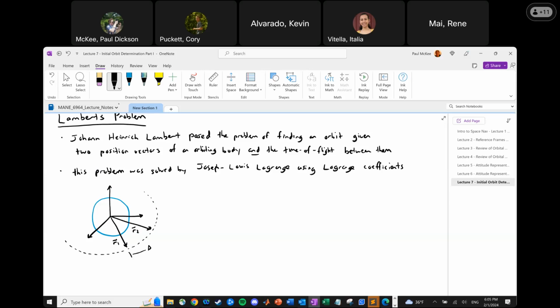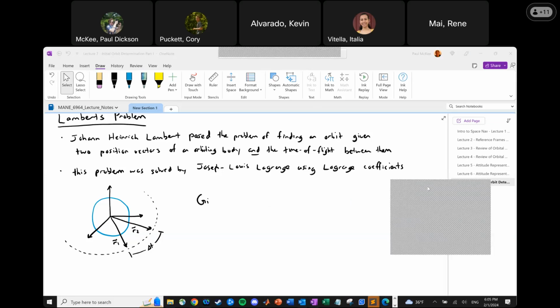Given, oops, all right. OneNote is just starting to get a little bit feisty, start fighting me here. I hope I don't have to restart it. But the problem looks like, given R1, R2, and delta t, find V2. OneNote's actually being a little bit more stubborn than usual right now. Uh-oh. Whoa, all right. Am I back?